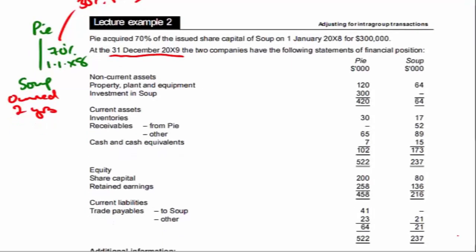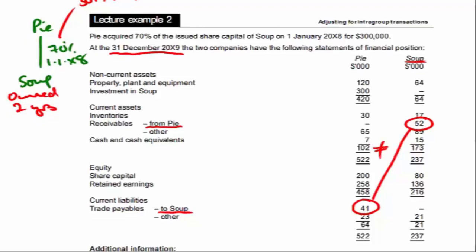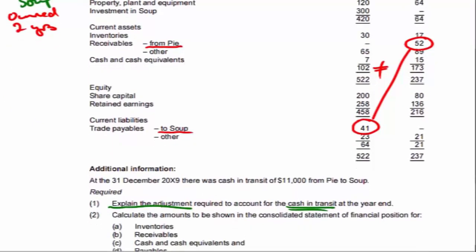As at the end of the year, we can see fairly clearly on the face of the statement of financial position then that we've got an intergroup balance. So there's a receivable from Pi sat in Soup's financial statements of 52, and then there's a trade payable to Soup sat in Pi's financial statements of 41, and at the moment then these balances are not equal, they don't agree, so we can't just eliminate them as they stand from the group accounts, and that means then there must be some in transit items at the year end, and if we have a look at the additional information we're told about that here.